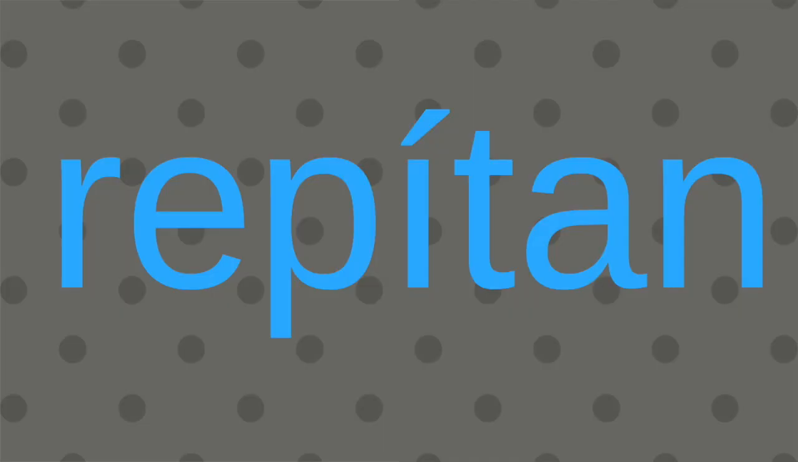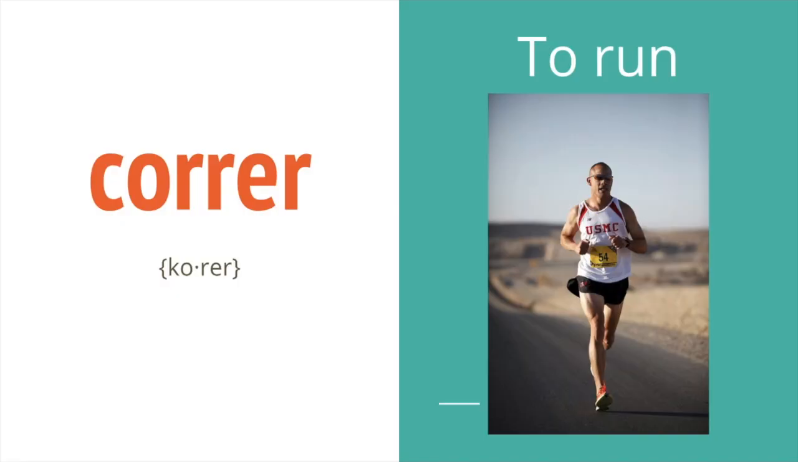Correr. Repitan, correr. So in this word we have both R sounds in Spanish. You have vibrante múltiple and vibrante simple. So the first R sound is the double R, and that's R. And then the second R is the simple R sound. It sounds a lot more similar to a D, but it's actually an R. Correr. And that's to run.